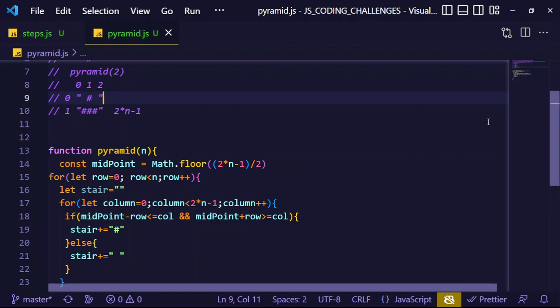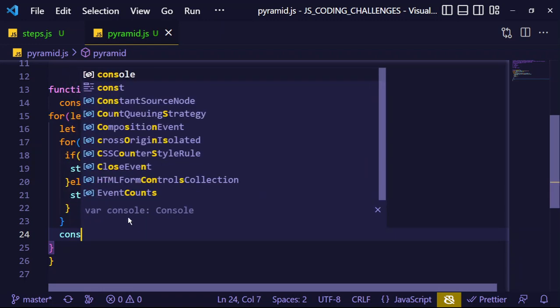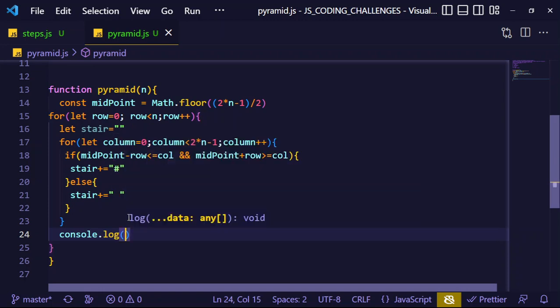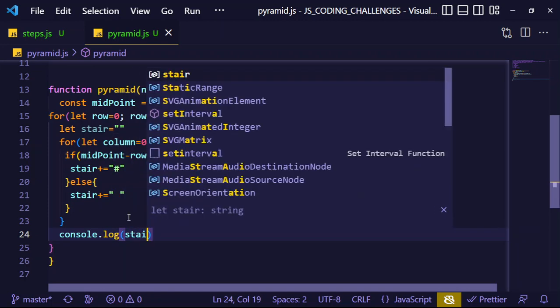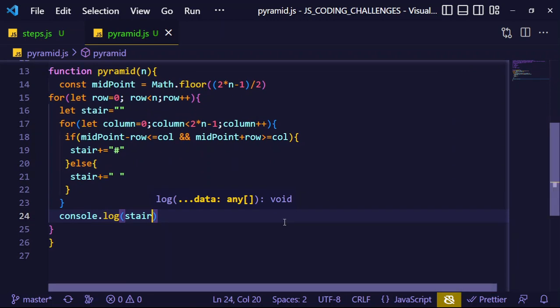Okay, yeah, let me help you understand that part. So at the end here, we'll do the same thing. We'll console.log inside our outer for loop. What are we logging? We're logging there.